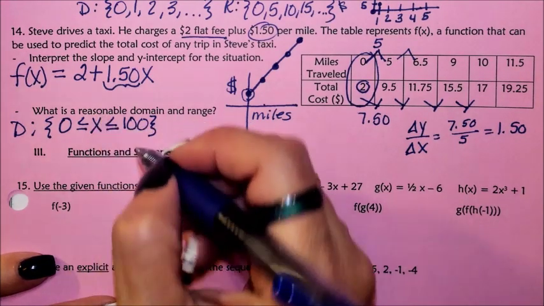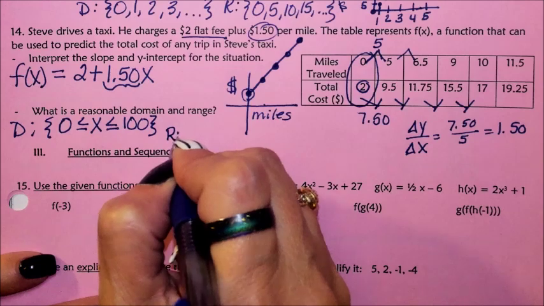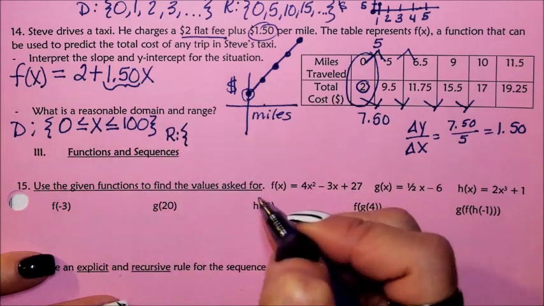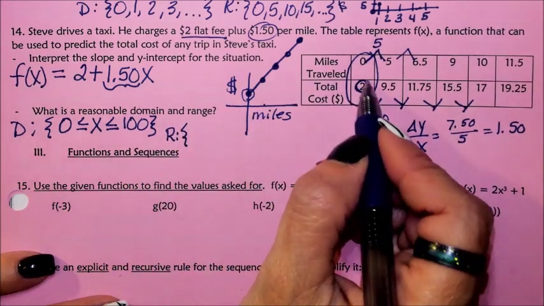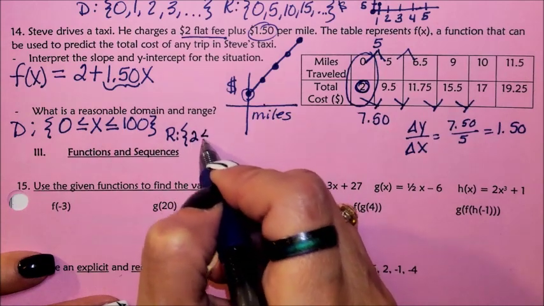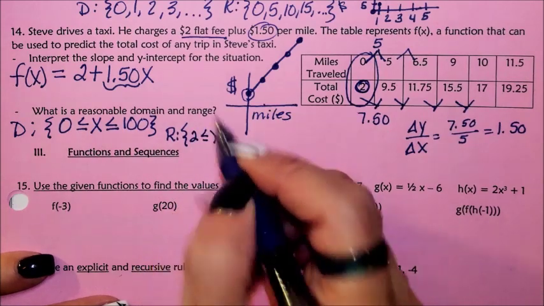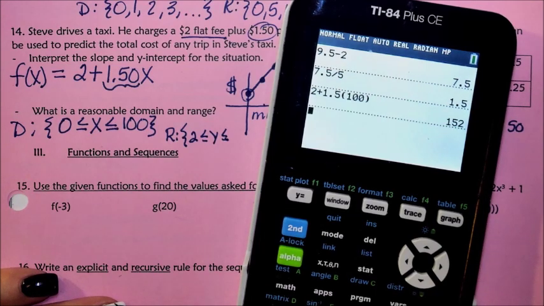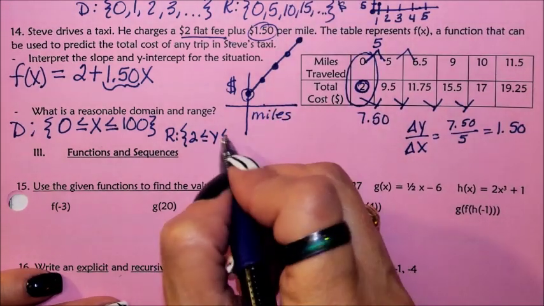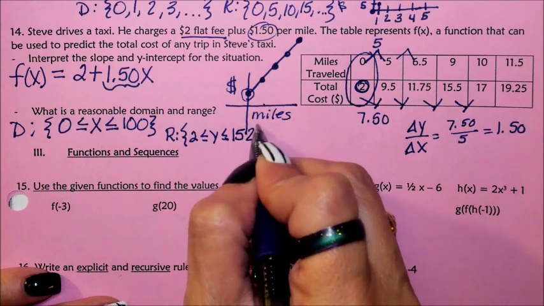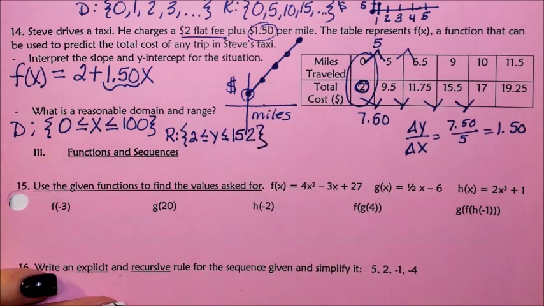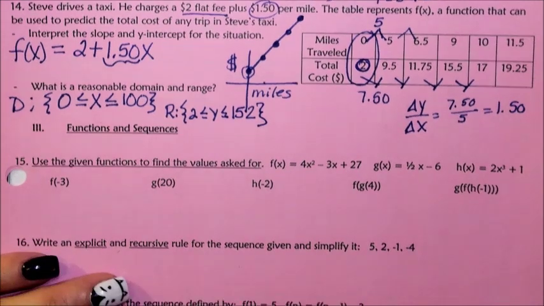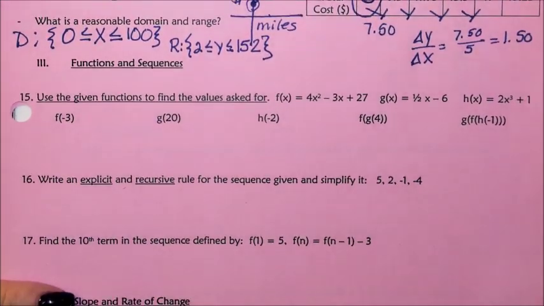On the range, the money, what does it start at? Hopefully you said $2. So 2 is less than or equal to y, which is less than or equal to, well, let's figure out. If you went 100 miles, you would do $2 plus $1.50 times 100 miles. That's 152. So 152 would be my reasonable range, because I don't think a cab's going to go more than 100 miles. All right, so moving on.